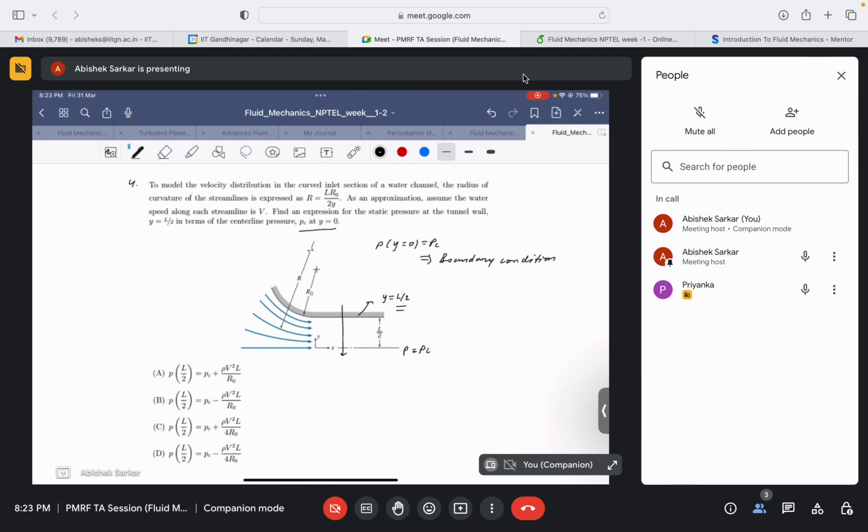Yes, sir. I use the normal equation: dou p by dou y is equal to minus rho v square by r. Okay. Interesting. Where r is given. So you substitute it here, right?